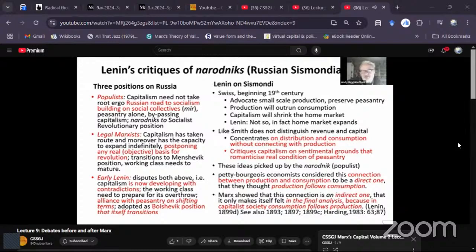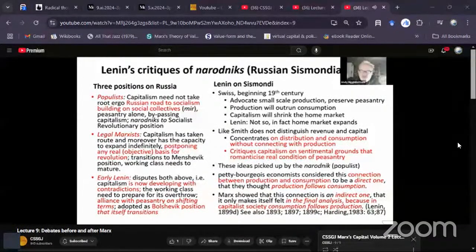Now, Lenin is more critical of Sismondi than Marx was. He hadn't read Marx on Sismondi, it wasn't available to him. But he treats Sismondi as a petty bourgeois critic, basically. He says, yes, he's against capitalism, but the way he's critiquing it is sentimental and it's romanticizing the real situation. Certainly the Sismondians in Russia were romanticizing the real conditions of the peasantry, right? The peasantry don't want a return to pre-capitalism. They also need a fight for socialism, right?